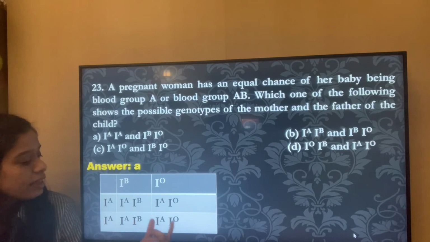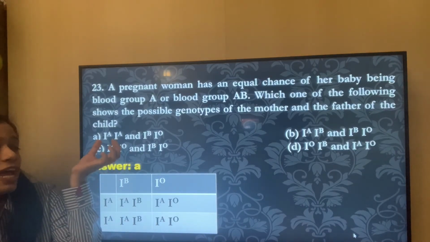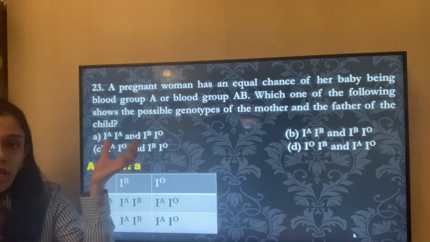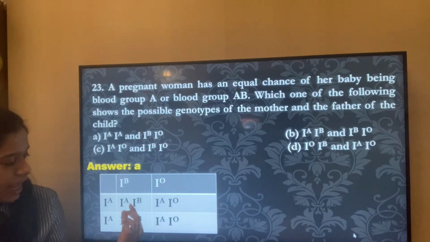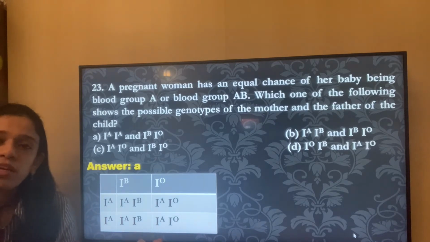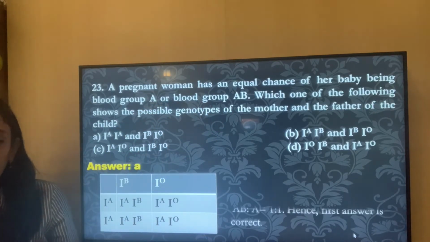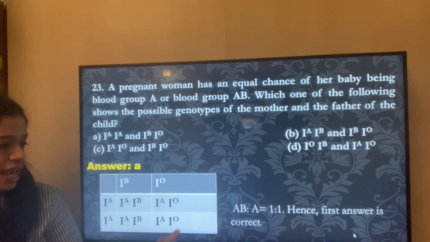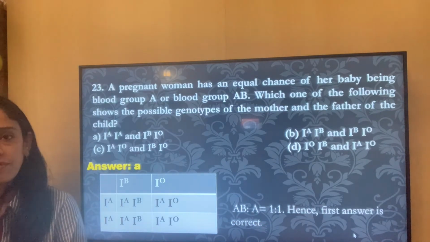So the parent should have a blood group of A or B. If it is having the blood group of A or B, then it will be having either IAIB, or IA, that is either blood group of AB or O. See here, AB to A have the ratio of 1:1, so the first answer is correct.